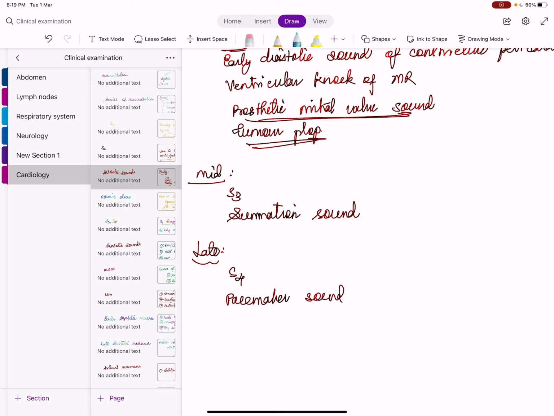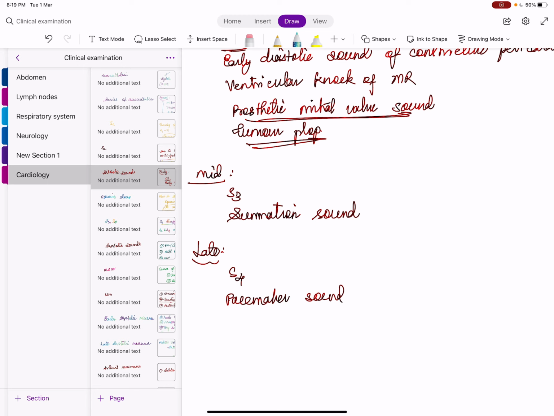When will you say S1 is soft now? Loud S1 you were told is better heard in the aortic area. When will you say it is soft? Simple. In the mitral and tricuspid area, S1 is less than the second sound. Normally S1 will be louder in the mitral and tricuspid area than S2. But if S1 is softer than S2 there, it means S1 is soft. It may mean other ways also, it may mean A2 is louder. But anyway, it's just experience. Based on the other clinical findings, you have to comment there.